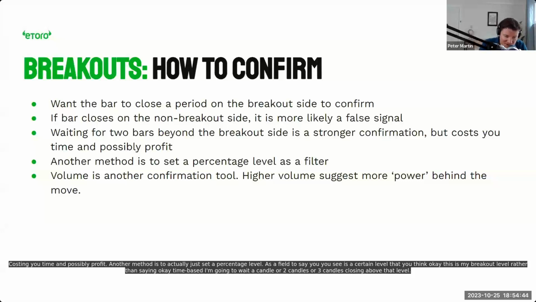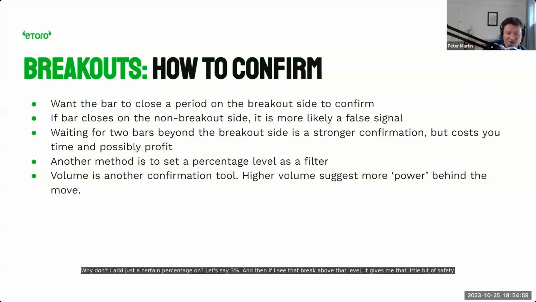Another method is to set a percentage level as a filter. So you see a certain level that you think, okay, this is my breakout level. Rather than going time-based, waiting for a candle or 2 or 3 candles closing above that level, why don't I add a certain percentage on, let's say 3%, and then if I see a break above that level, it gives me that little bit of safety or wiggle room.